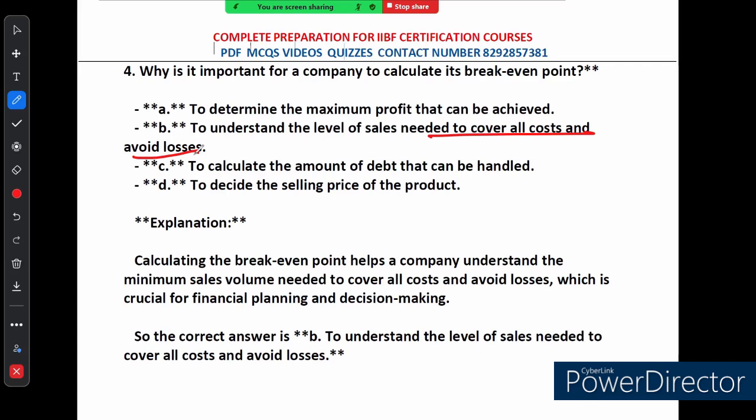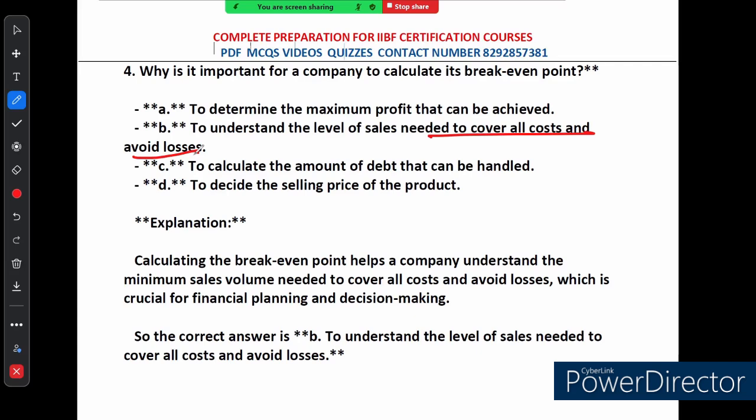See, this is the correct answer. The break even point is all about finding out the minimum sales volume required to ensure that all the costs, both the fixed and variable, are covered. It is a point where your business is not making a profit, but it is also not incurring any loss, right?